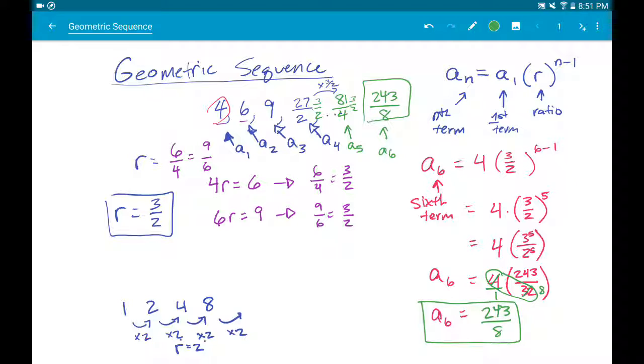But if this n value gets pretty large, you do want to have this committed to memory, because that will give you the nth term of any geometric sequence.